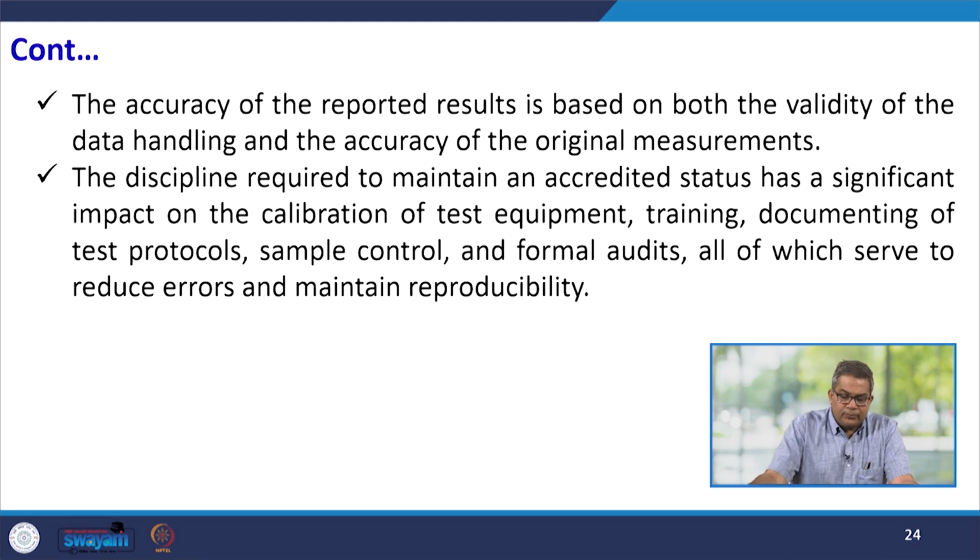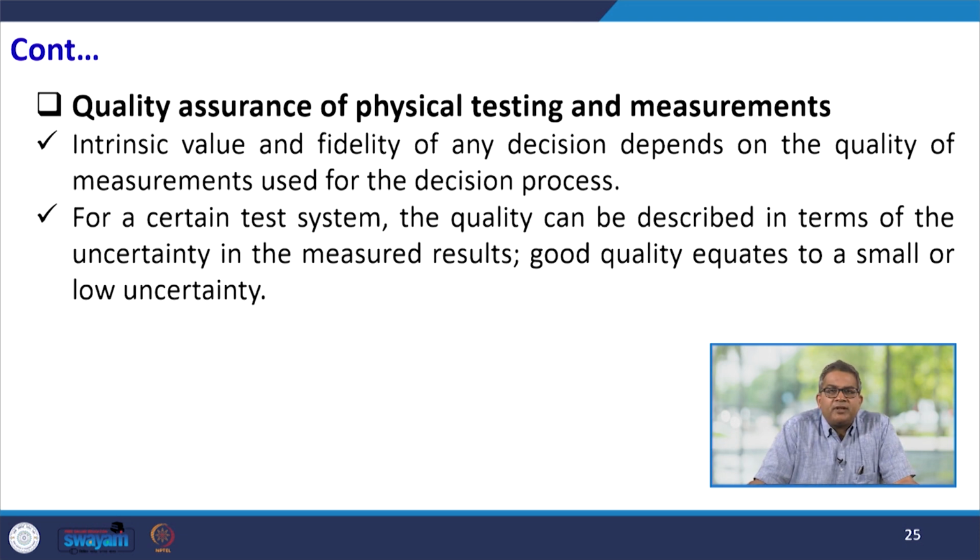The accuracy of the reported result is based on both the validity of the data handling and the accuracy of original measurement. The discipline required to maintain an accredited status has a significant impact on the calibration of the test equipment, training, documenting of the test protocol, sample control, and formal audits, all of which serve to reduce errors and maintain the reproducibility. The quality assurance of physical testing and measurement.